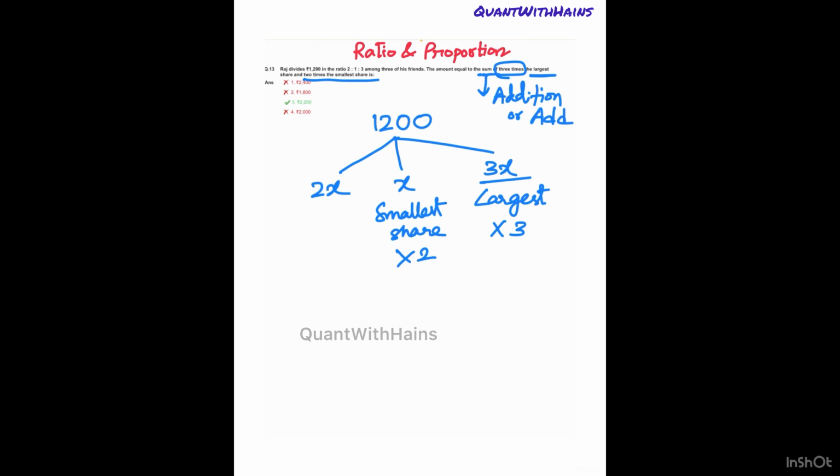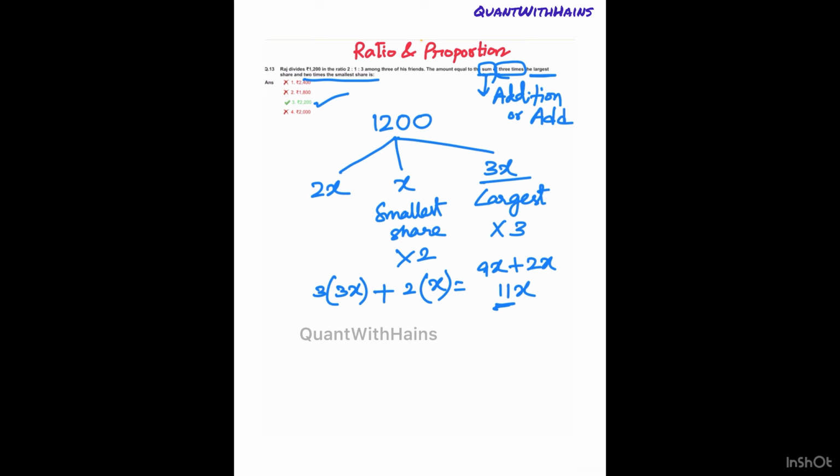Here they are asking sum. Sum means 3 into 3x addition, because sum 2 into x, that is 9x plus 2x, 11x. So answer is a multiple of 11. Only third option is there, we can directly put.